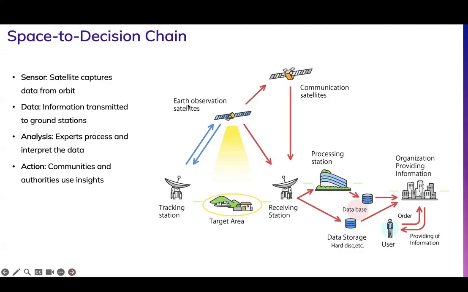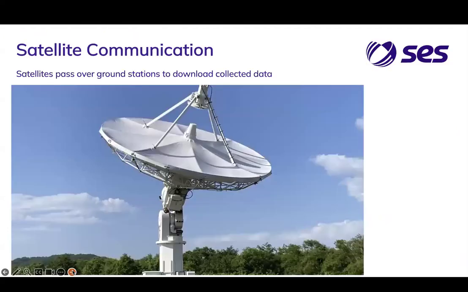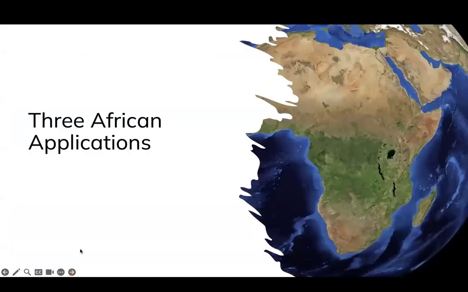So here we refer to this as our space to decision chain, so that everybody can receive that data so that they can make effective decisions. So satellite communication is absolutely crucial to this entire process. Not only do we have the satellites collecting that data, passing over ground stations, but we also have communication satellites that could be collecting that data, but they in turn also need to download to ground stations.